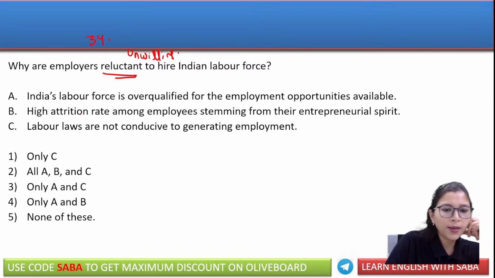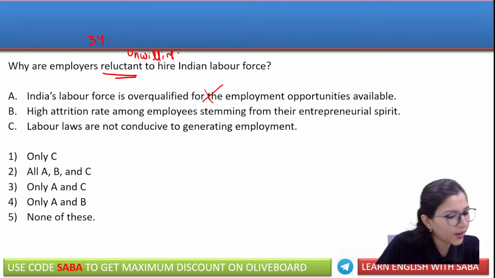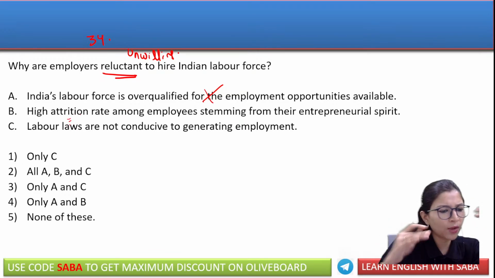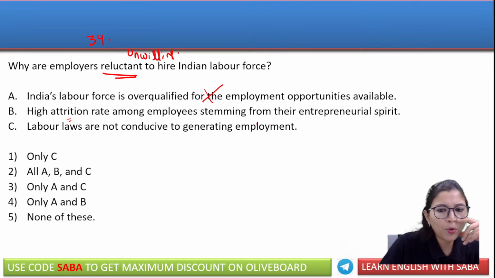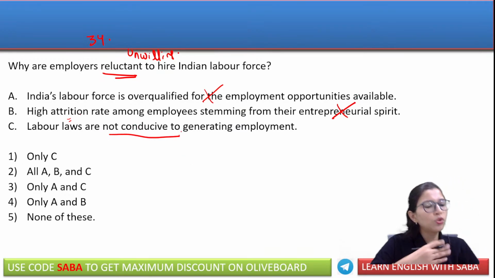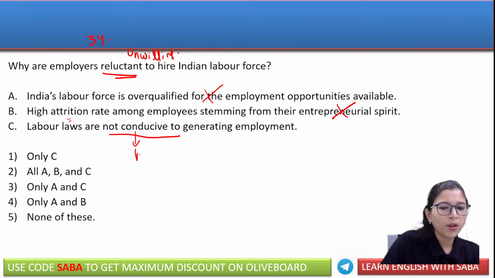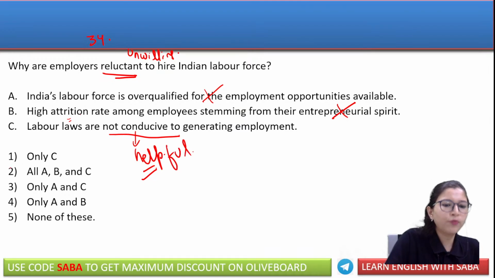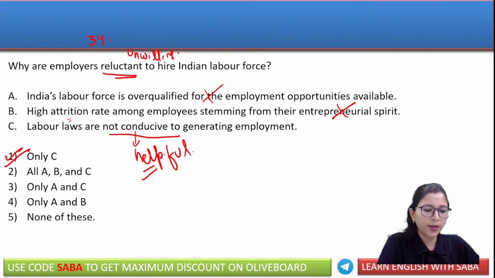So, Indian labor force is overqualified. क्या ये कहीं दिया गया कि वो overqualified है? No. So it is incorrect. Right? Attrition, weakening कि बहुत ज्यादा use करके वो weaken हो जाता है. Employees stemming from, no, it is not making sense. Labor laws are not conducive. Yes, absolutely correct कि हमारा जो labor laws है, that is not conducive. Conducive means helpful to generating employment. So our labor laws are not that good. Yes, we are talking about labor laws. So yes, first is the correct answer.